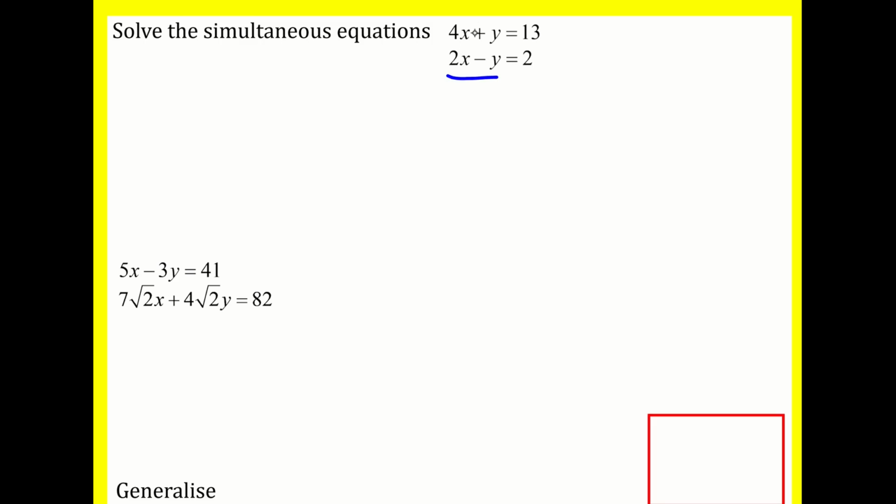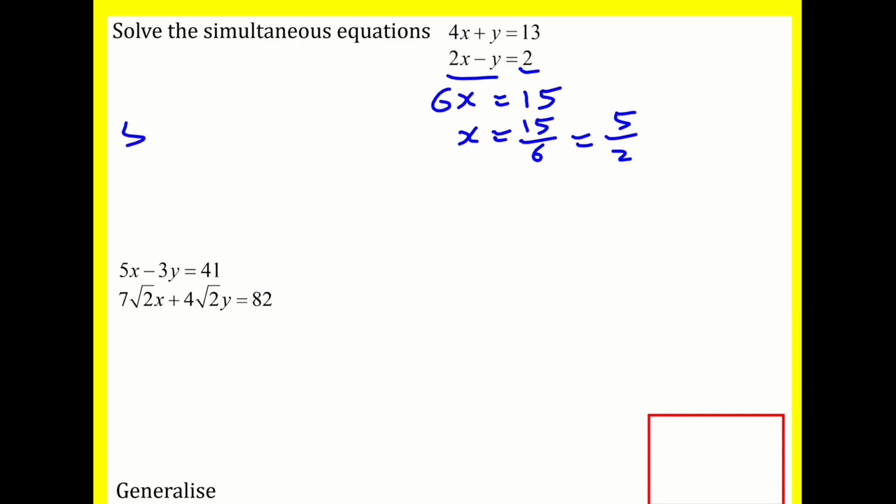add them together. We add the left-hand sides together to give us 6x, and we add the right-hand sides together to give 15. So x is going to be 15 over 6, which I can simplify. I can divide through by 3. It's going to be 5 over 2. Okay, I gave a fractional one here. That's all right. So I can substitute that back into either one. I think I'll substitute it back into this one.